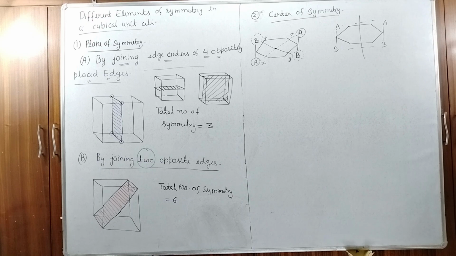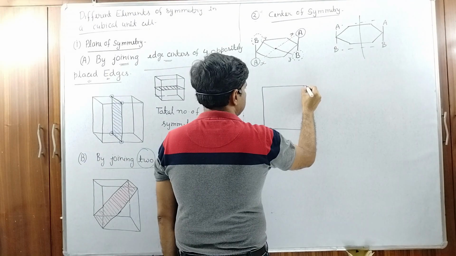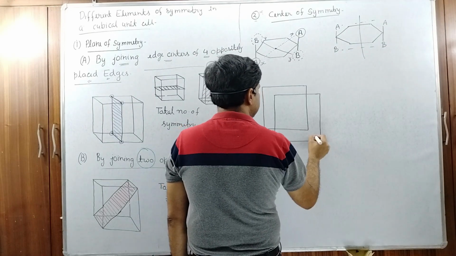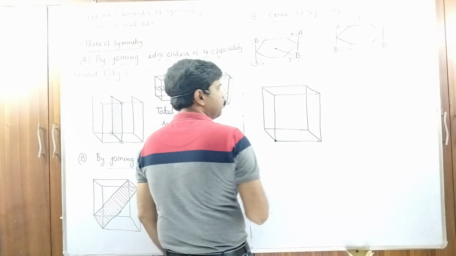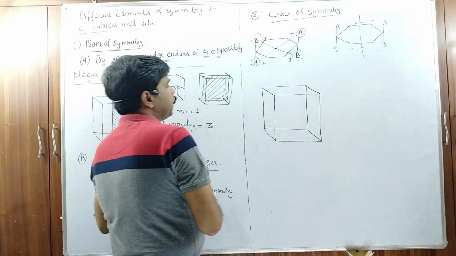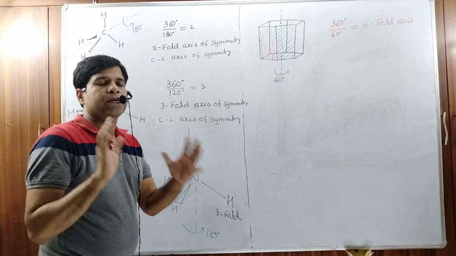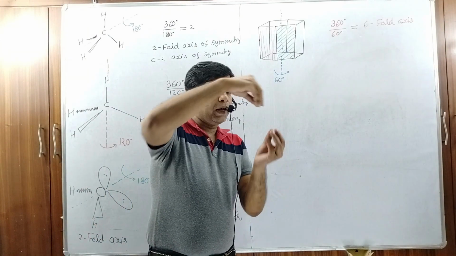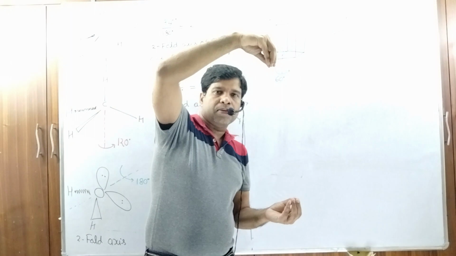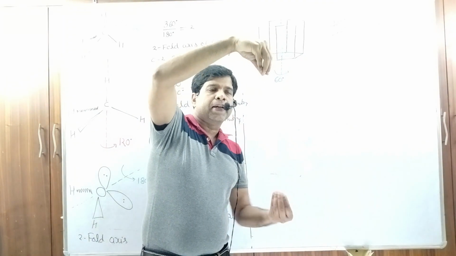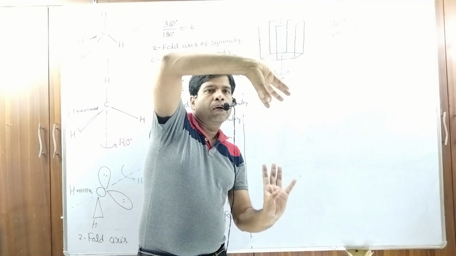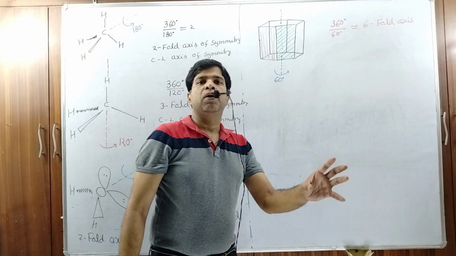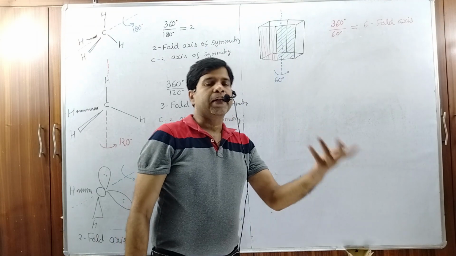Center of symmetry is the imaginary point present inside the body from where the distance of two similar and oppositely placed groups is the same. Now, the axis of symmetry looks very easy to understand. We have to choose one axis initially, and about that axis we rotate the molecule, and if the same structure reappears, then that molecule has an n-fold axis of symmetry.